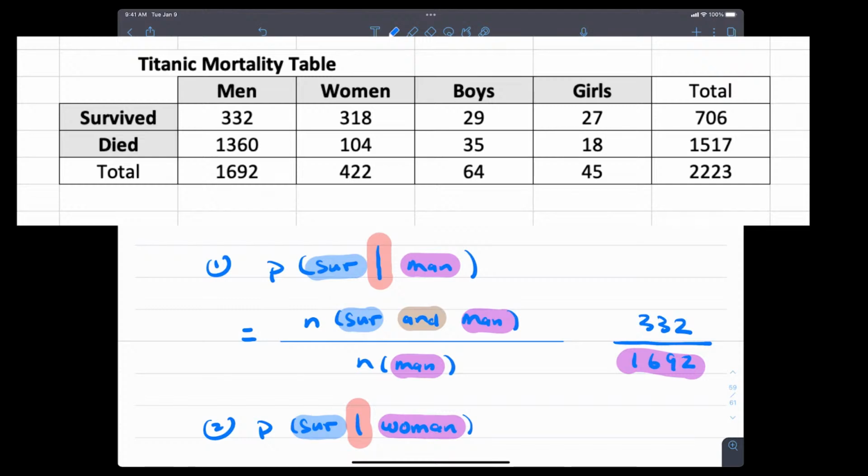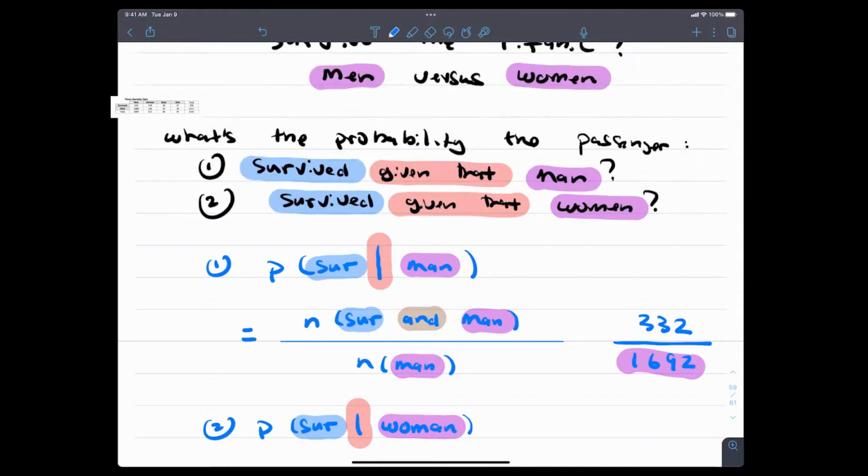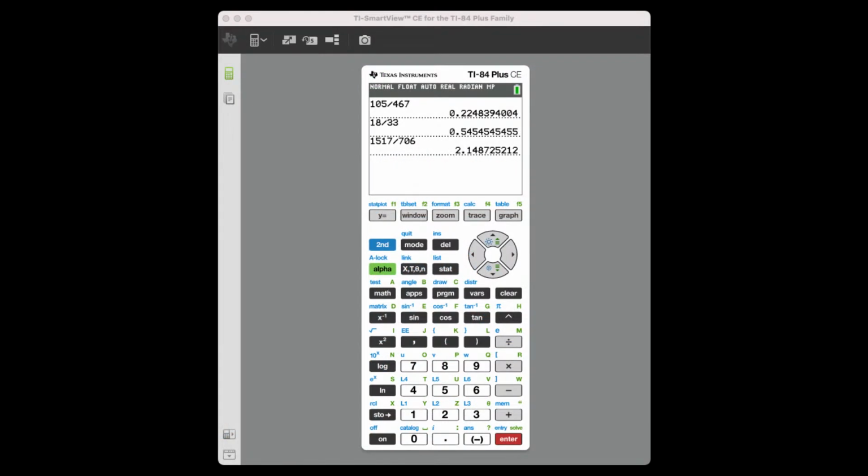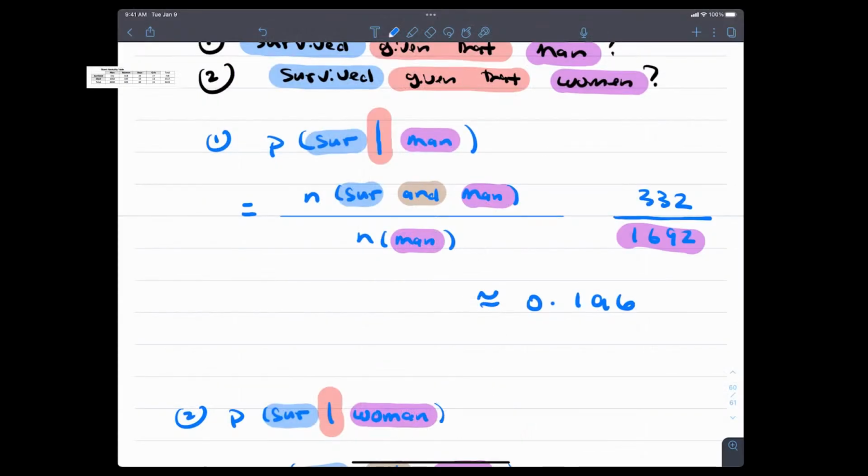So that's what they're looking for here now. 332 divided by 1692. We're going to use the TI. Let's find that ratio. Ratios are fractions, by the way. 332 divided by 1,692. Ladies and gentlemen, what do you get now? Let's approximate this to the nearest thousandths again. What do you guys see? Isn't that 0.196?